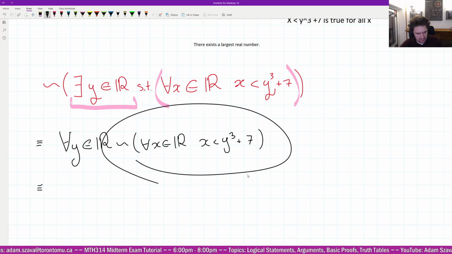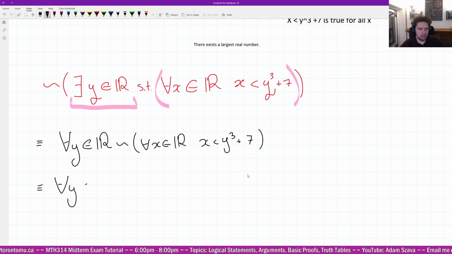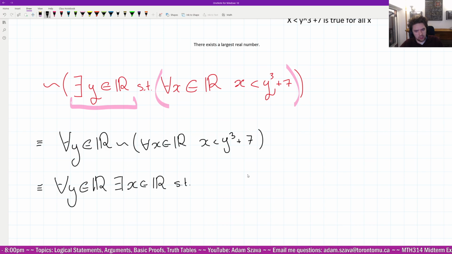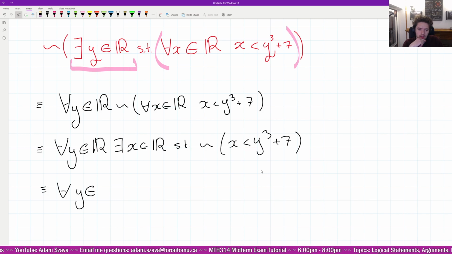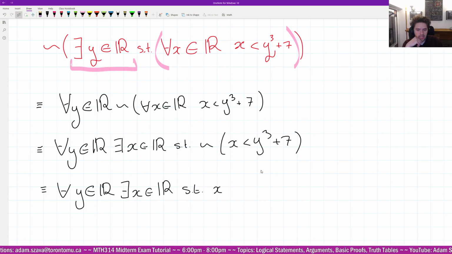Next, we got to negate this. So for all y, there exists some x such that, and then you just negate not x is less than y cubed plus 7. I'm just doing it really step by step here, just so you understand, right? So you just keep pushing that negation further and further down. So for all y in R, there exists some x in R such that the negation of this is that x is greater than or equal to y cubed plus 7.